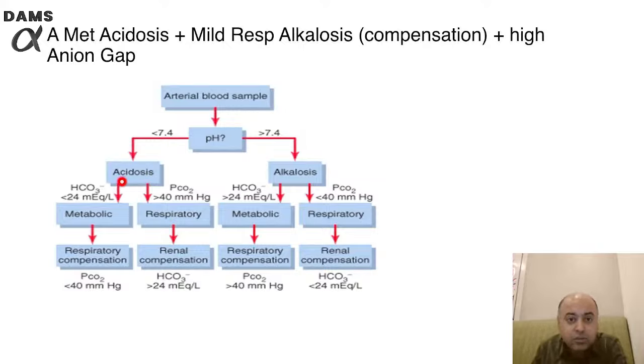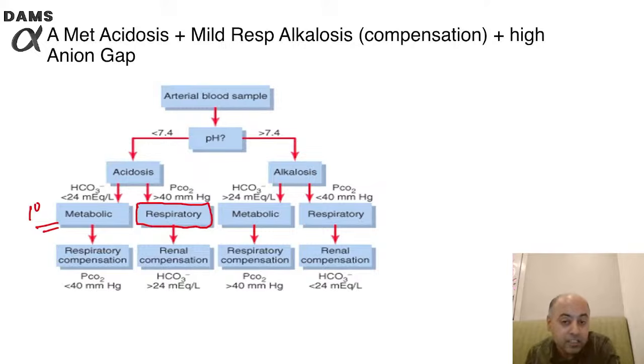Now, if you're looking at acidosis, there are two possibilities. Either the bicarbonate value is low, less than 24 milliequivalent per liter, in which case it is called metabolic acidosis. However, if the primary finding is that the PCO2 value is more than 40 millimeter of Hg, then respiratory acidosis becomes your diagnosis.